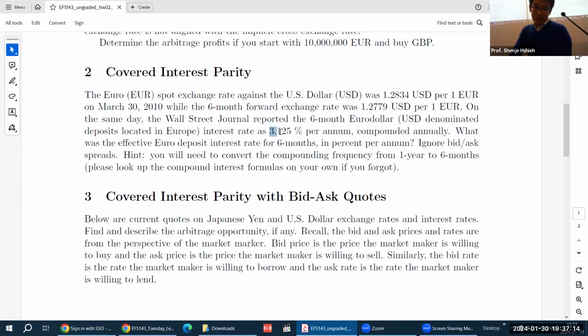That interest rate in this problem is 3.125 per annum, and I assume that is compounded annually. So what you need to solve is, what was the effective euro deposit interest rate for 6 months in percent per annum? And just ignore any sort of bid-ask quotes.